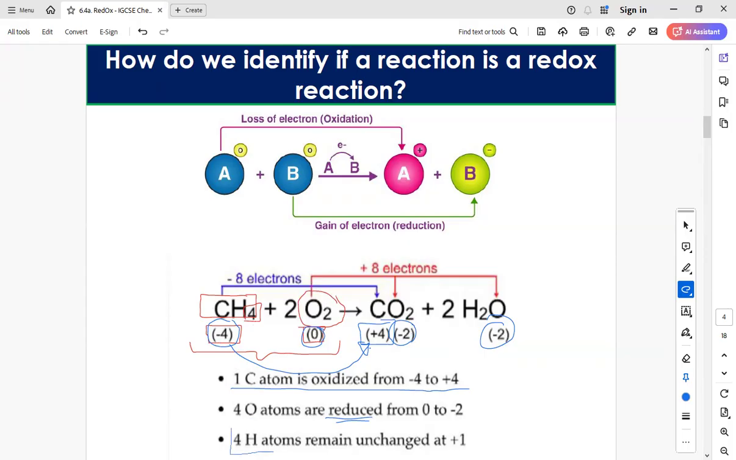अच्छा, 4 hydrogen atoms remain unchanged at +1. तो इधर भी they were +1, ठीक है. They are +1 because they do not have 4 electrons of carbon, but they have 2 electrons of oxygen here, right? So यहाँ पर आपकी oxidation state नहीं change हो रही, but still there is a redox reaction. Okay, there is a gain of electrons and there's also a loss of electrons. ठीक है, both are occurring simultaneously.